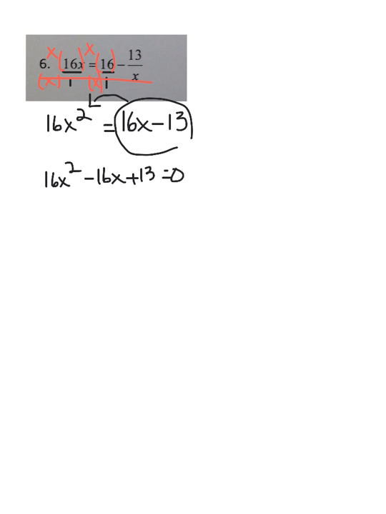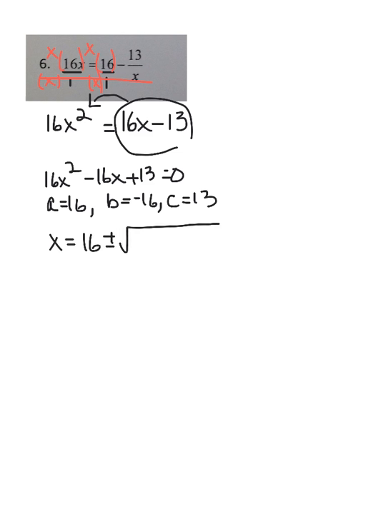All right, let's do the quadratic formula. So first of all, a is 16, b is negative 16, and c is positive 13. Okay, so x equals negative b, so we're going to turn that into a positive, plus or minus the square root of b squared. Negative 16, if you square it, is 256. Remember, a negative, whenever you square it, is positive. Then we've got minus 4 times A, which is 16, times C, which is 13. And then the whole thing is over 2 times A, which is 32, because 2 times 16 is 32.